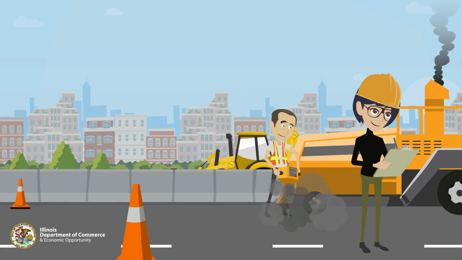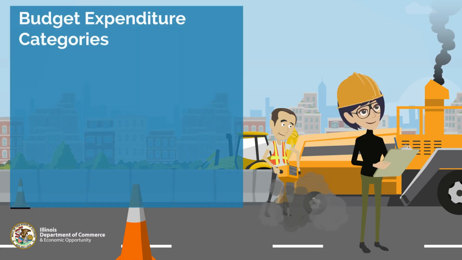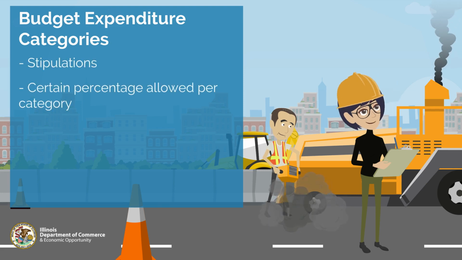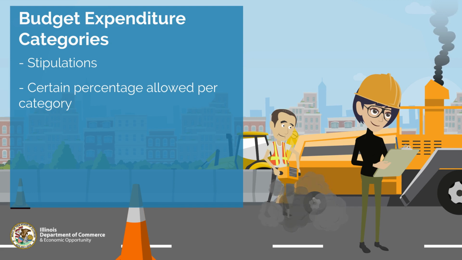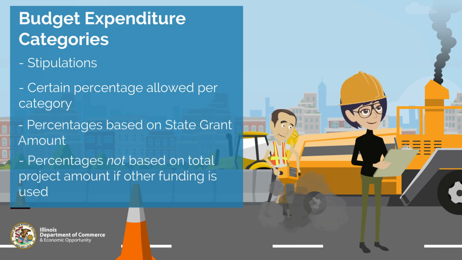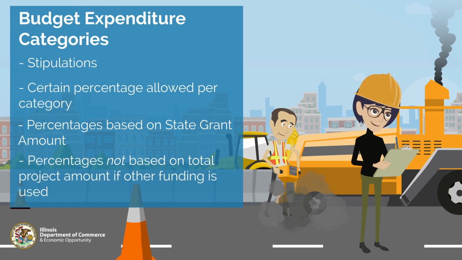Next, you will see the budget expenditure categories. Please take note of the stipulations in budget categories where a certain percentage is allowed per budget category. These percentages are based on the state grant amount and not the total project amount if other funding is being used in addition to the state grant.